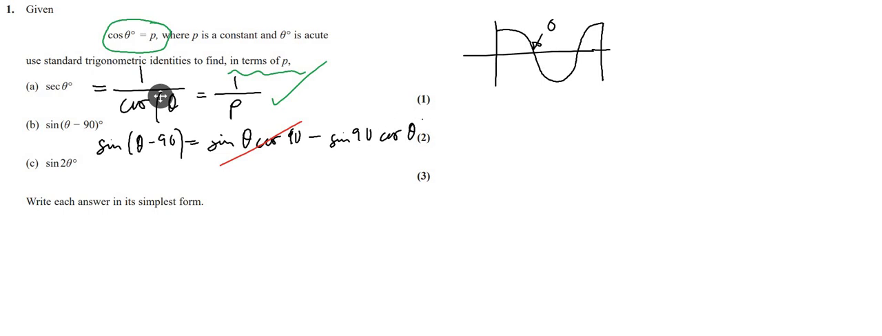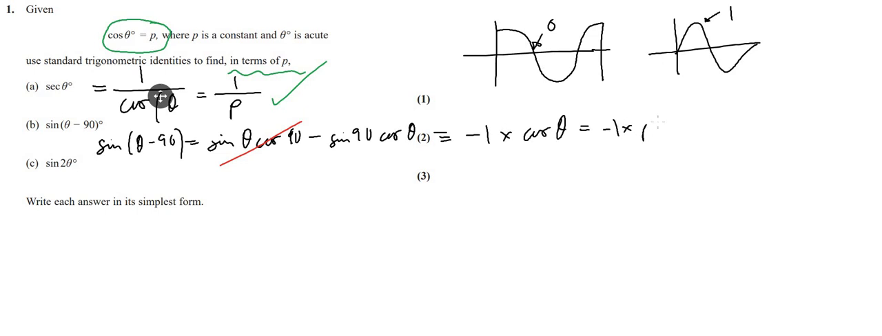Okay, now we've got sine of 90. So what does sine look like? Sine looks like this. Okay, so where's sine? Well, 90, well, it's 1. So that means that we've got minus 1 times cos of theta. And cos of theta is already defined as p. So we've got minus 1 times p, which is just minus p. So that's the second one taken care of.